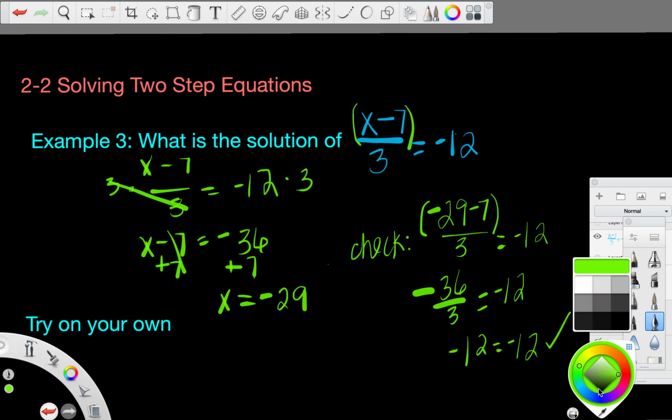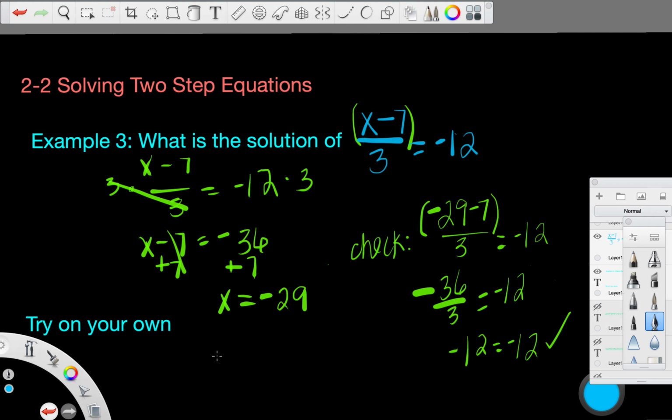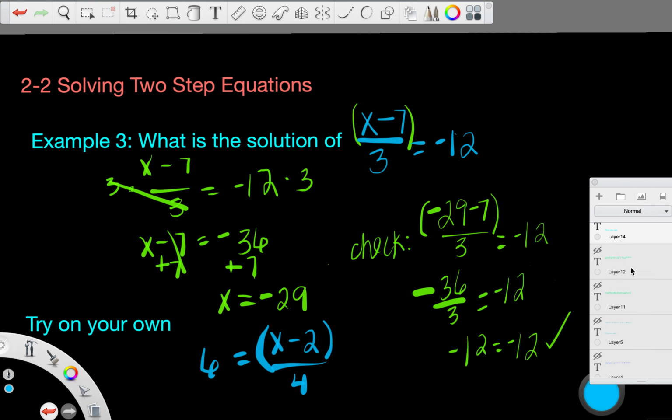Now, I want you guys to try one on your own. I'm going to write this down for you. Okay, so here's your problem to try on your own. You get 6 equals x minus 2 over 4. We're going to do it the same way, okay? So make sure that you deal with this 4 before you deal with this 2. Okay? One more problem for you guys, all right?